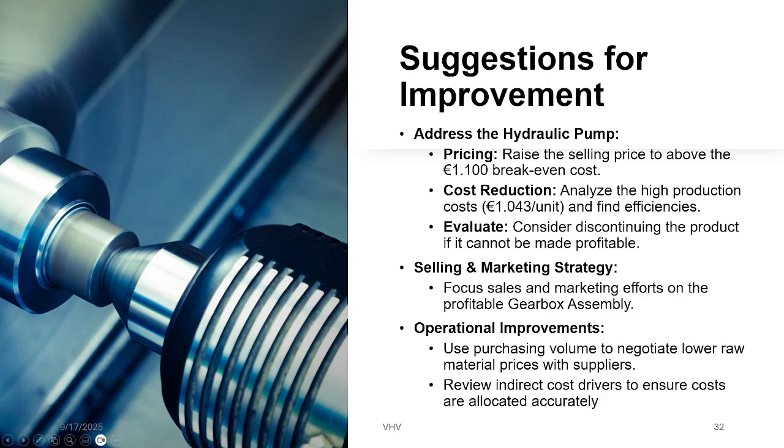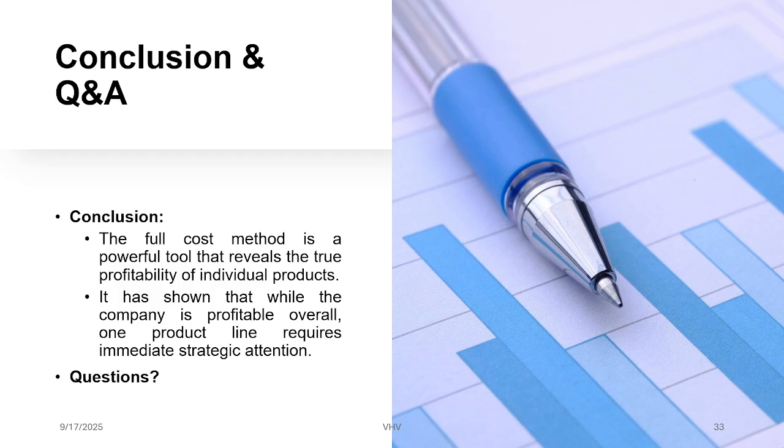Finally, there are always operational improvements to be made, such as negotiating lower raw material prices, or reviewing the indirect cost drivers to ensure they remain accurate. Right? So there are some suggestions for improvement.